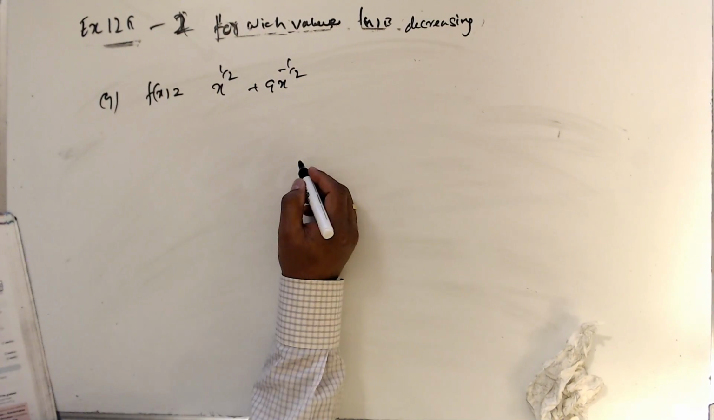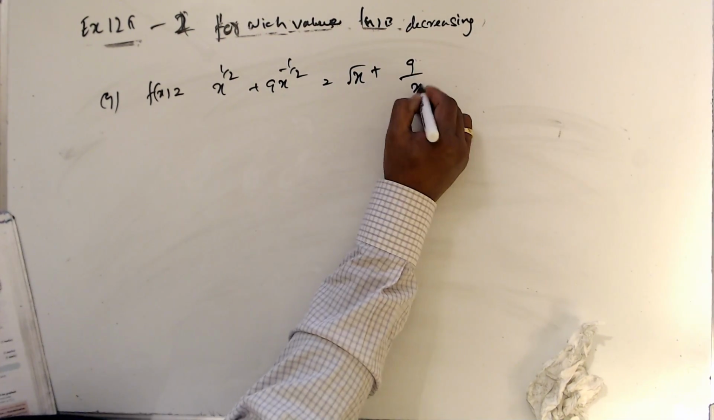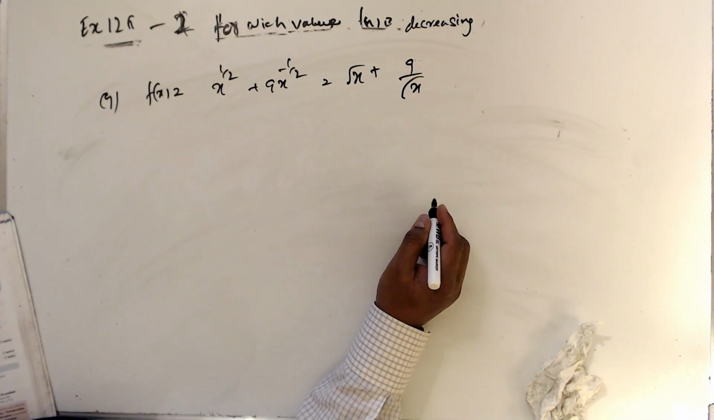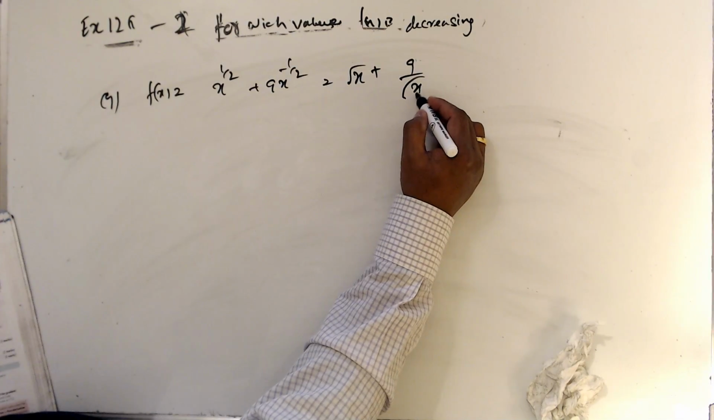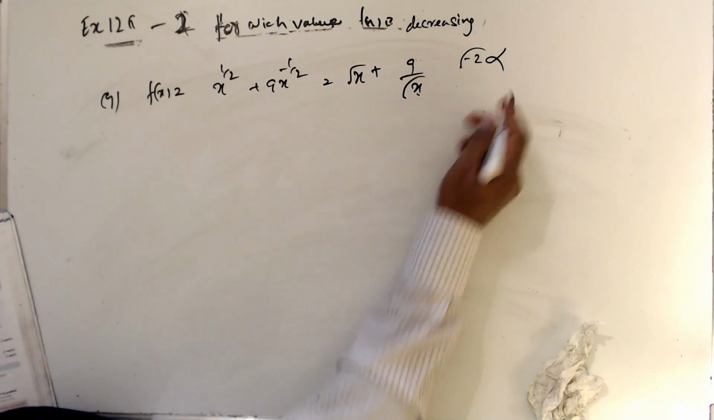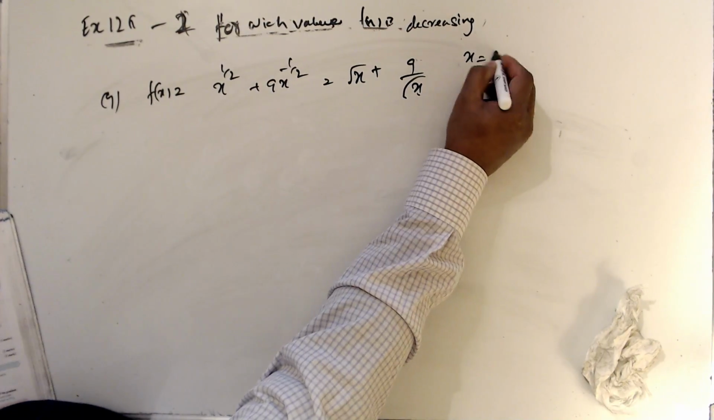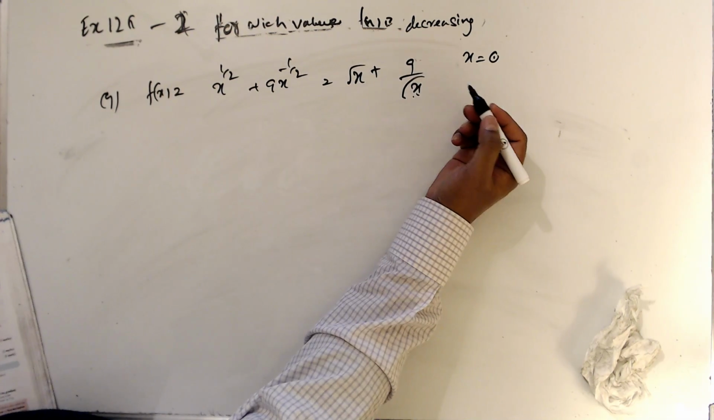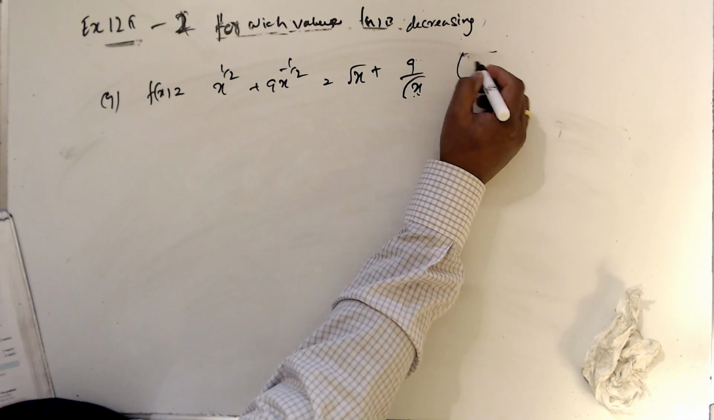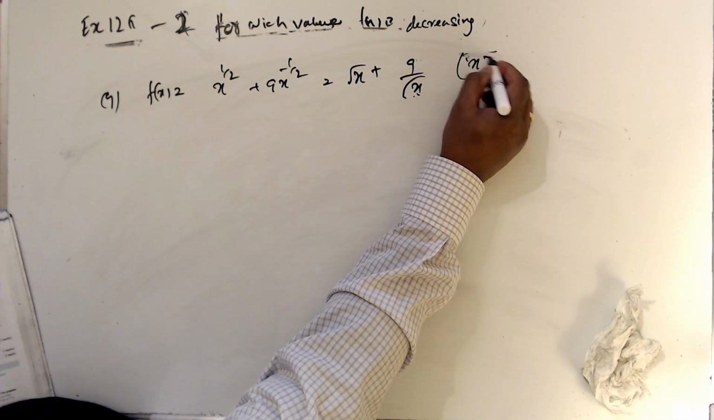Chapter number 4. Question G, f of x equals x to the half plus 9 x to the minus half. So square root x plus 9 over square root x. Now, what will happen? If x is negative, the square root is not defined. It means x equals 0 is also not defined, 9 over 0 is infinity. It means this function is only defined for x greater than 0.